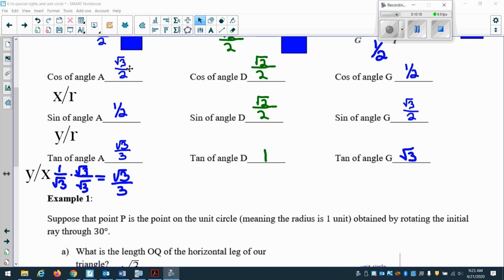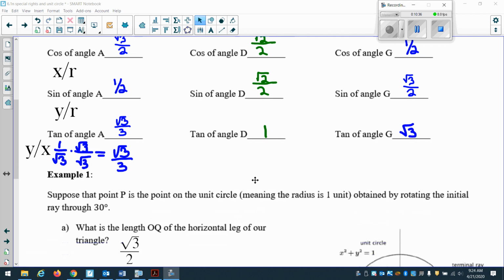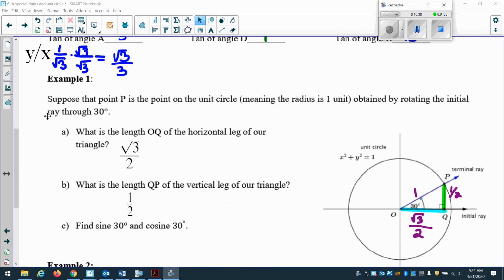Okay, so now that we figured out special rights with a hypotenuse of 1, you notice the measurements of these angles, and 30, 60, 90s, you notice cosine and sine are switched, and the tangent is √3. So if we look below here, suppose that point P is the point on the unit circle, meaning the radius is 1, obtained by rotating the initial ray. The initial ray is going from here to the point P.